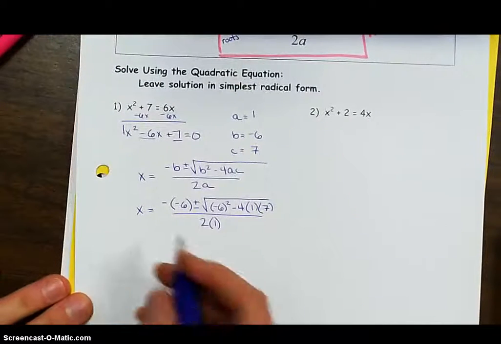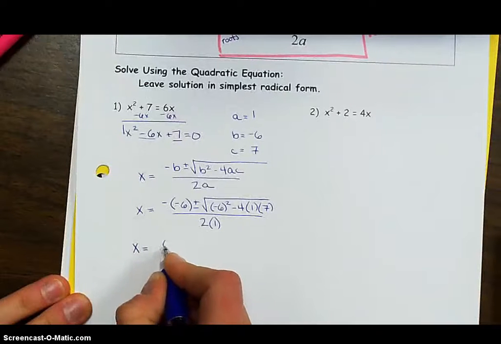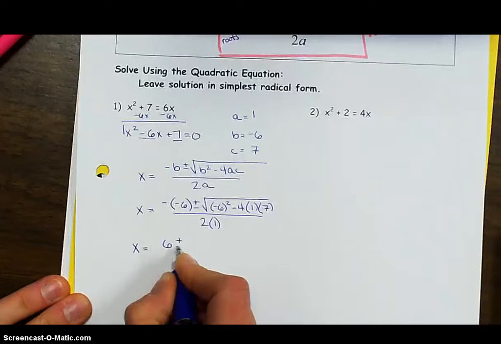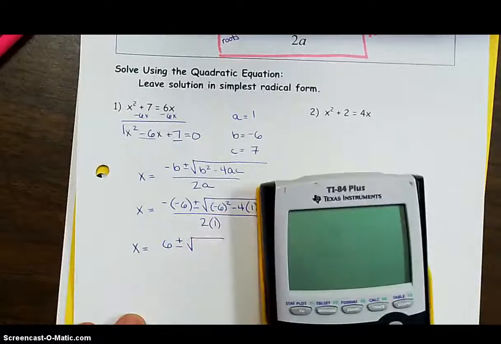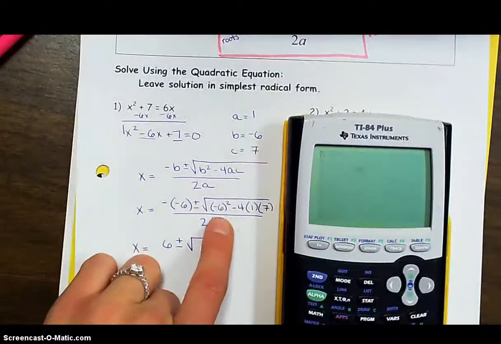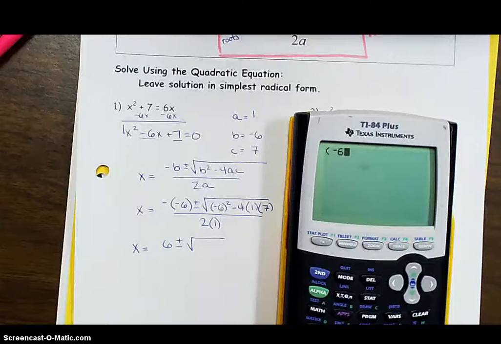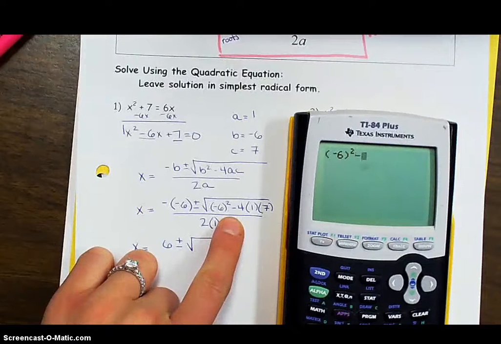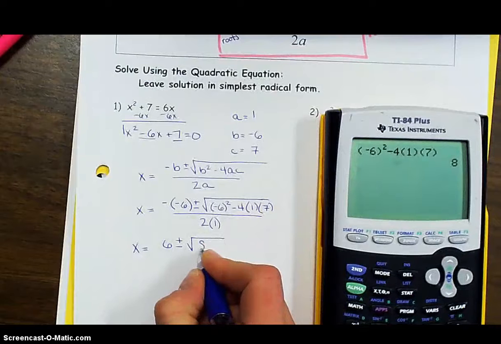Now comes simplifying everything. So here we're going to get x equals, now a negative, this turns into a positive 6, plus or minus. Now this is where I'm going to use my calculator to figure this out. So in the calculator, I'm not going to put in the square root symbol, but I'm going to type in everything that's underneath the square root. So parentheses, negative 6 parentheses squared, minus 4 parentheses 1 parentheses 7, and then we hit enter, and we get 8. So I put an 8 here.